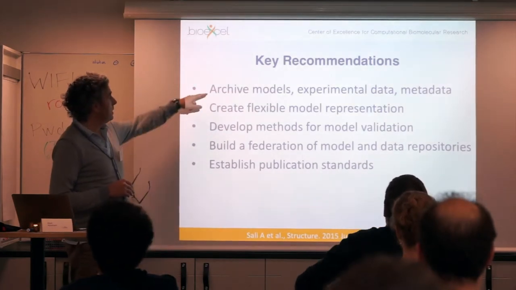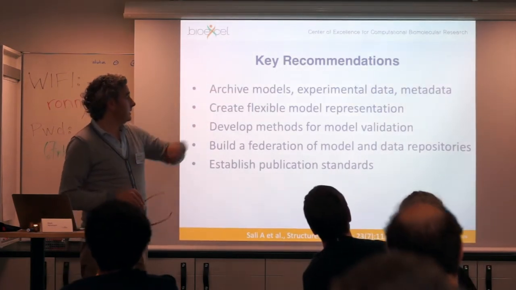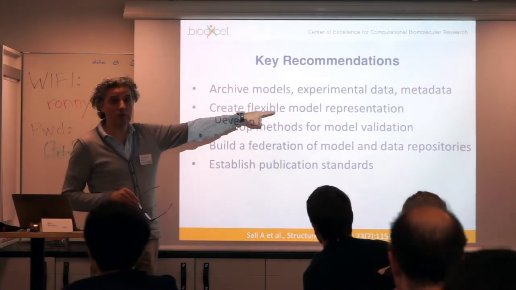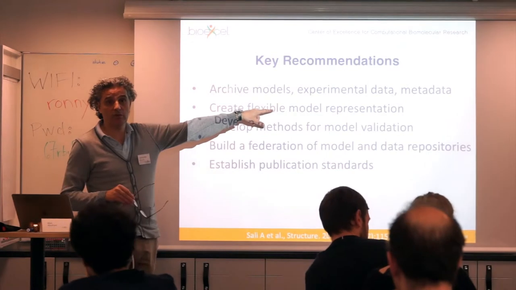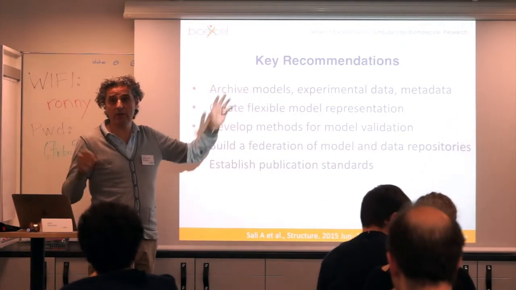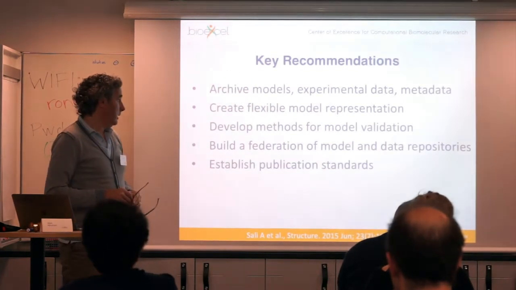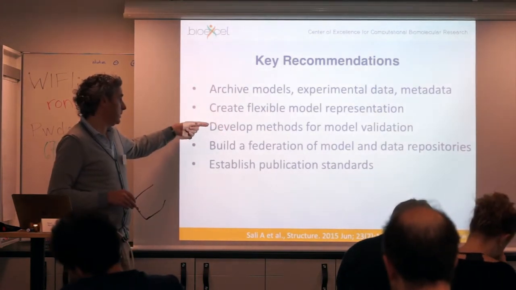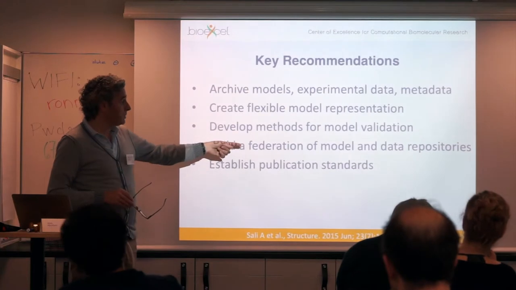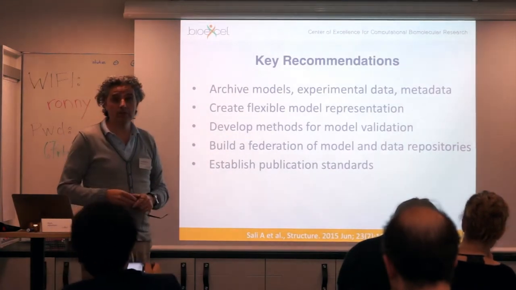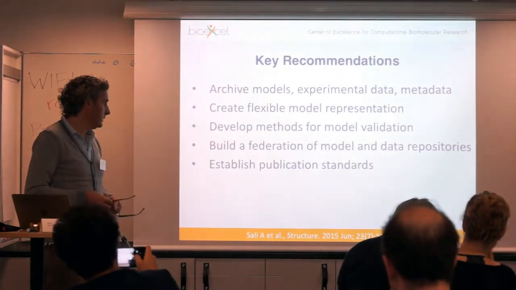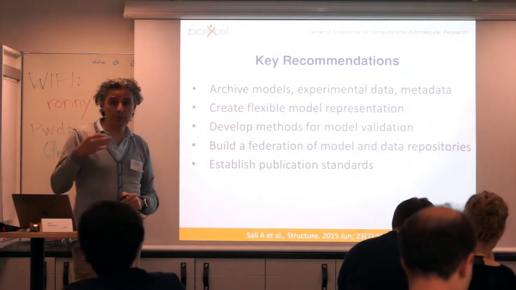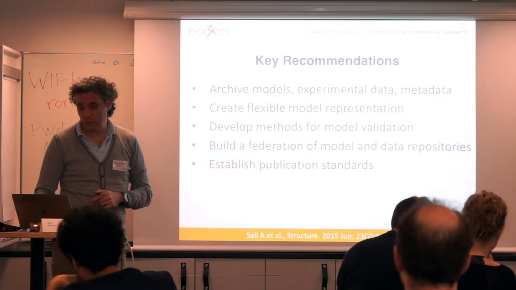So, okay, we need to archive the models, the experimental data, and the metadata. We need to have a flexible model representation so that you can mix atomistic with coarse grain with this weird shape or whatever that you want to describe. You need methods for validation. That's not simple. Build a federation of models and data repositories. I'm going to say a little bit more about that. And you want also to establish publication standards. So what should people report when they publish these kinds of models?